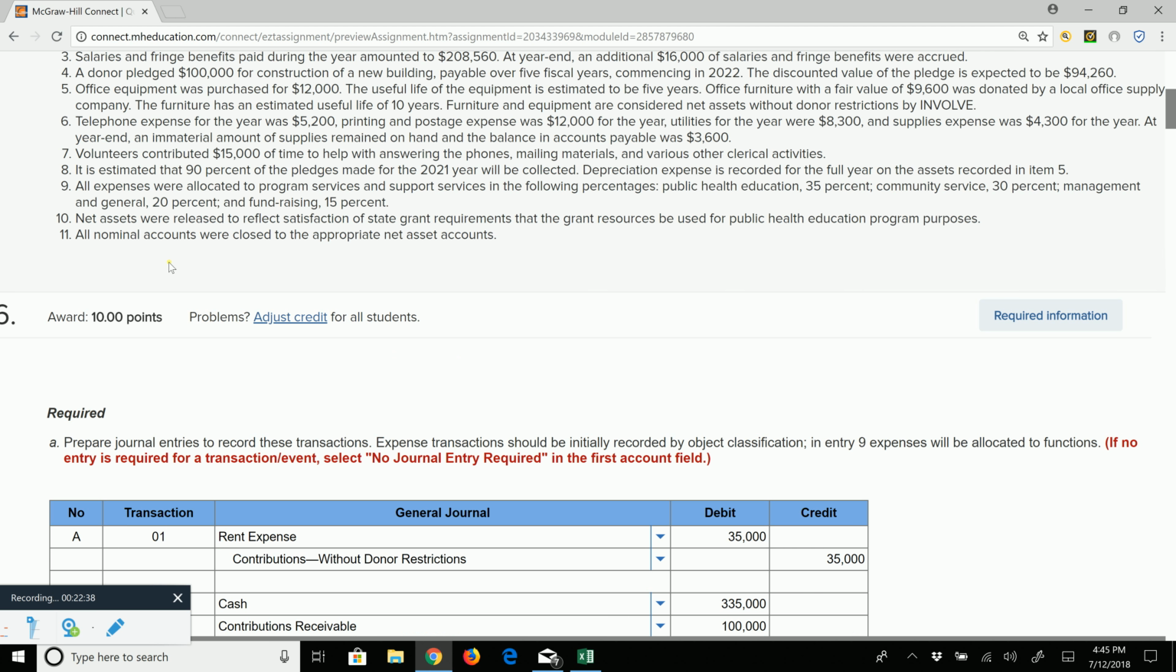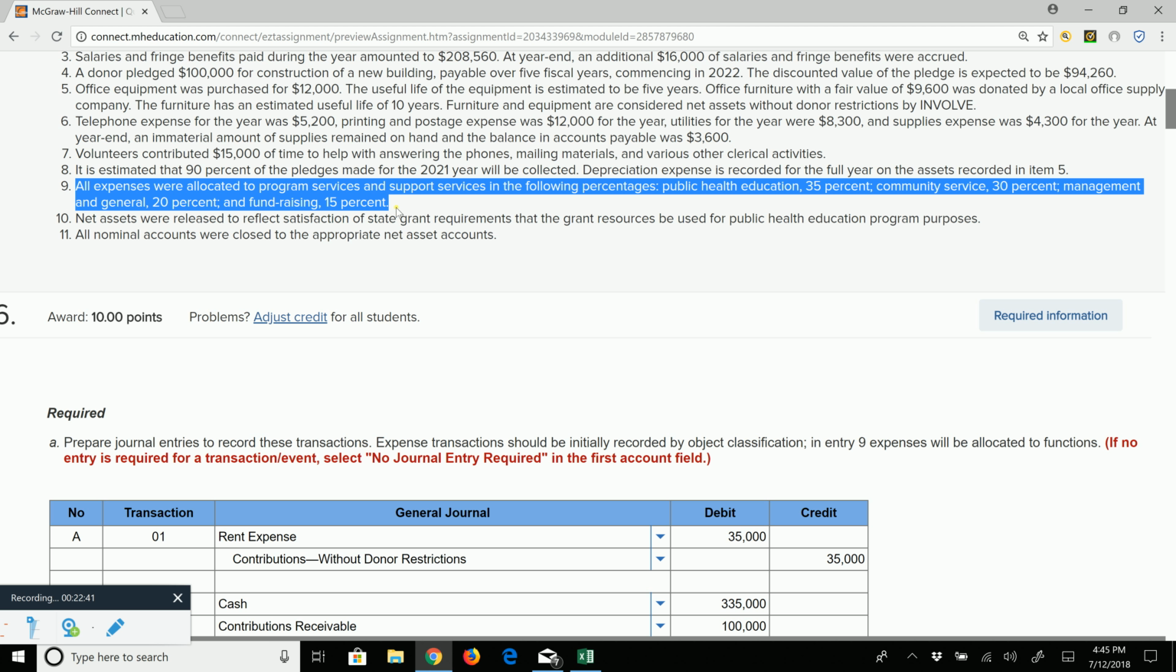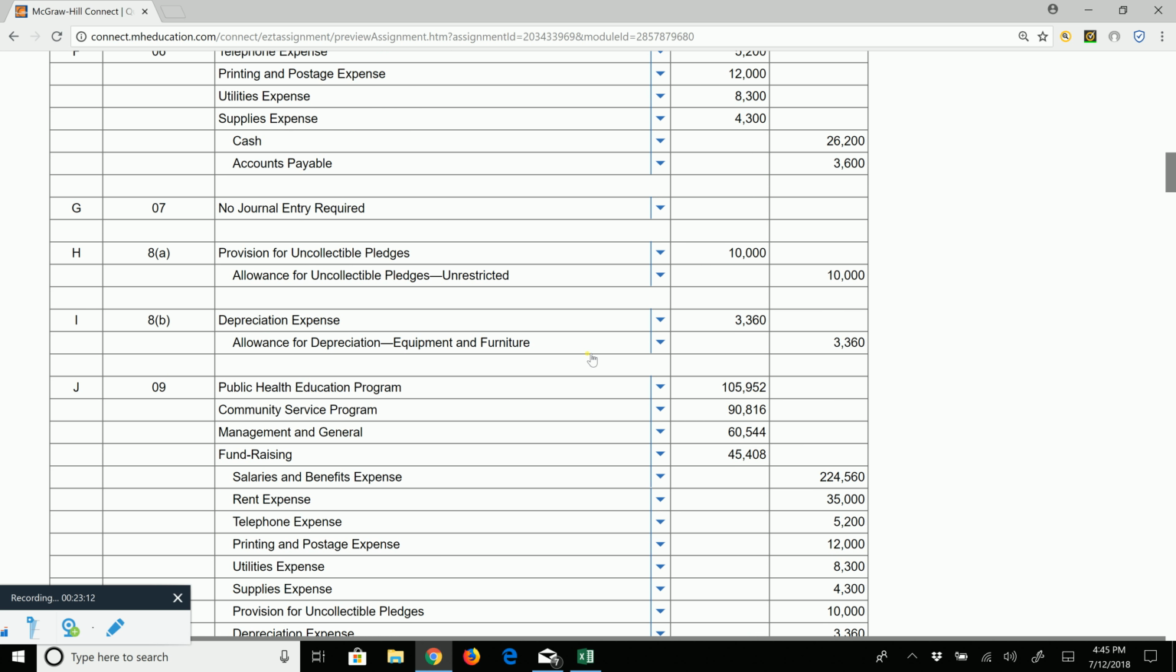And number 9, what we're going to do is we're going to break up our expenses into the different categories of how we're going to present it on the operating statement. Remember, with nonprofits, we need to break up our expenses into basic categories. Basically, supporting services and program services.